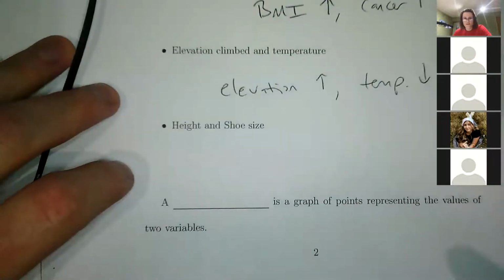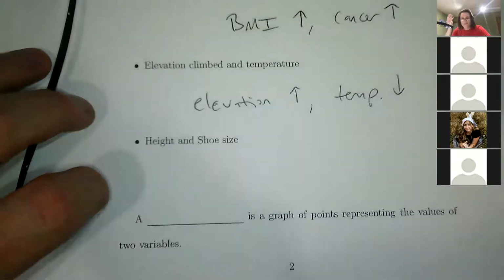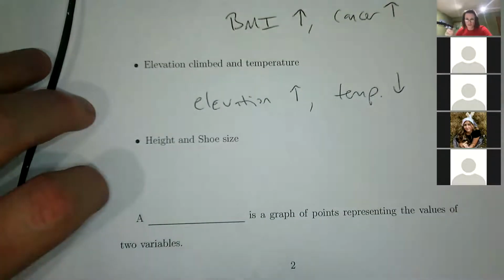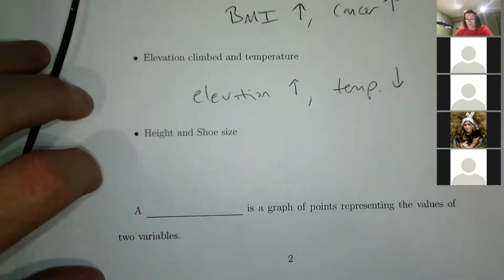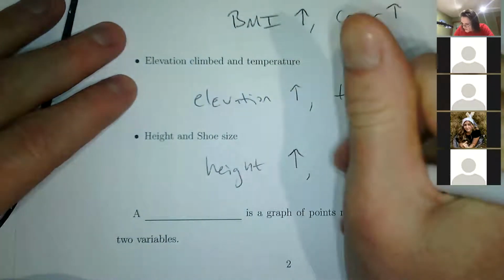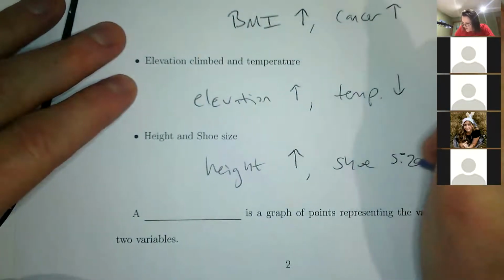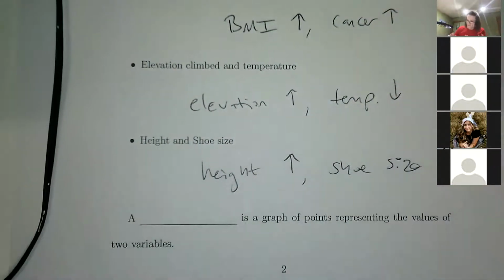Height and shoe size, this one's kind of like the first one, but you'll find people who are taller have bigger feet. I think it's just a practical matter of support. If they didn't have big feet, they would fall over. It's like evolution has been like, oh, you need big feet because you're tall. So height up, shoe size up. Right. So general trends.